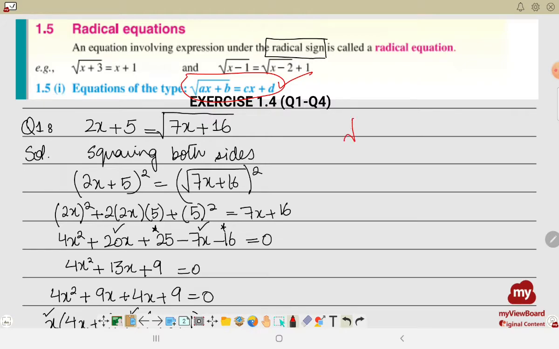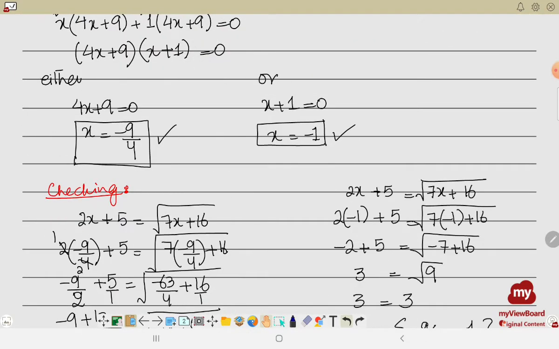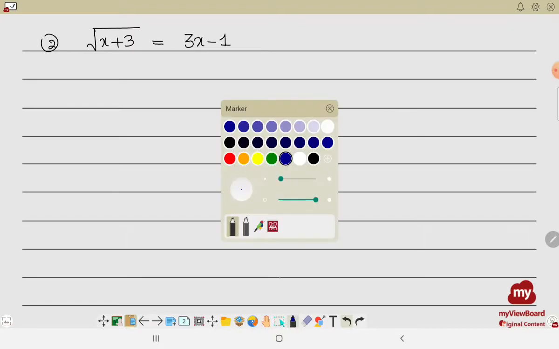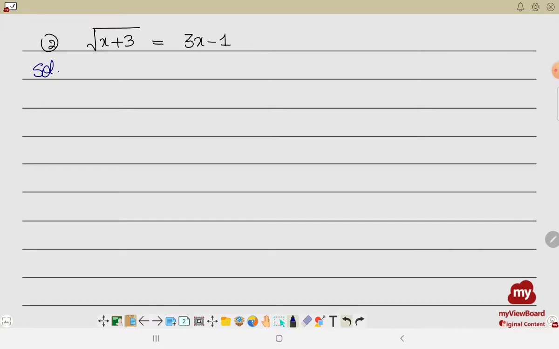In the general form of type 1, they have written down that we are having one radical sign on either side of the equation. It may be on the left, it may be on the right. So the basic thing is that we have to remove this radical sign by squaring both sides. Let's solve the further question. Again, we are having one radical sign, so we'll write squaring both sides.